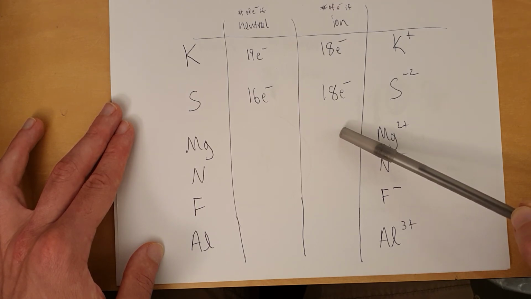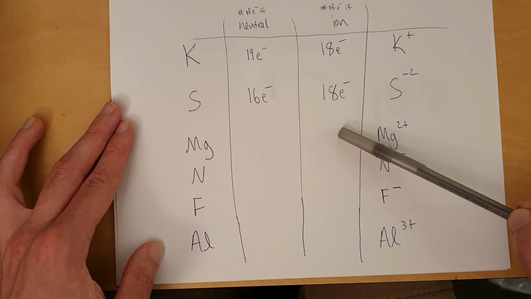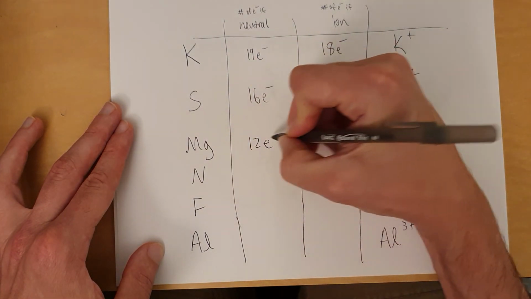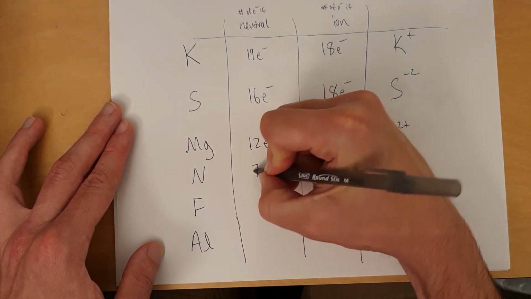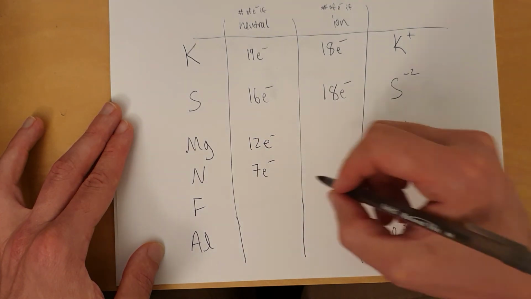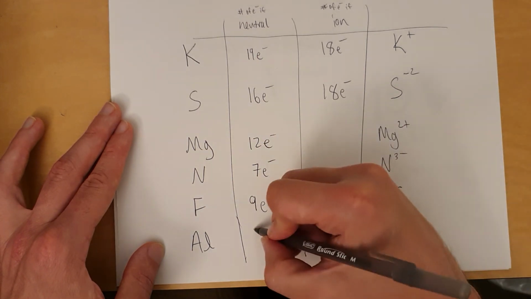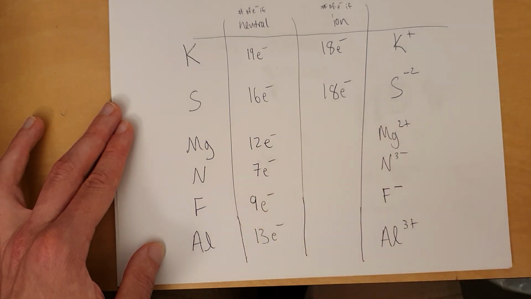Having hopefully paused, here's what you should have gotten. Magnesium is number 12 on the periodic table, so 12 electrons. Nitrogen is 7 on the periodic table, so 7 electrons. Fluorine is number 9 on the periodic table, so 9 electrons. And aluminum is number 13, so 13 electrons.